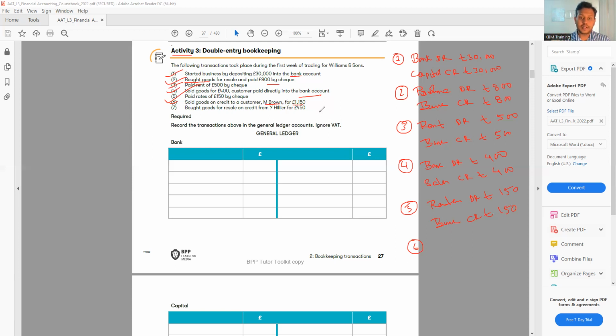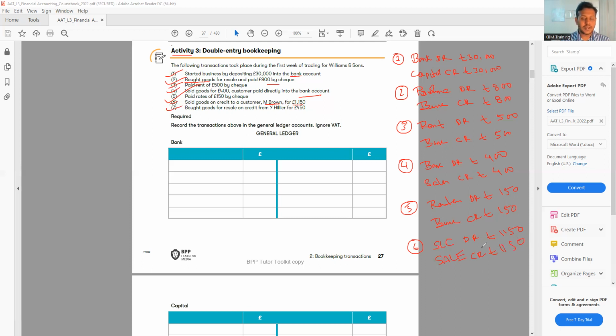Now, when you have a credit transaction, there's a new account to be created. We call it sales ledger control, or SLC. So sales ledger control will be debit, and this is my asset. In future, this customer is going to pay me 1150. And the sale is credit because sale is income. 1150.